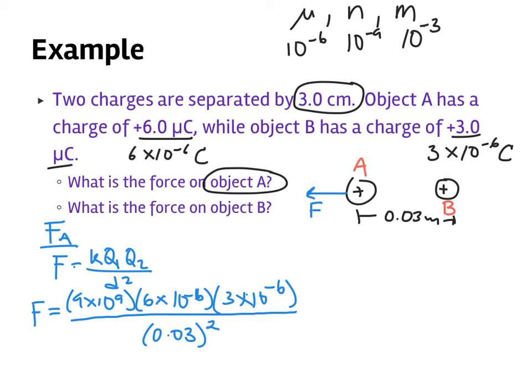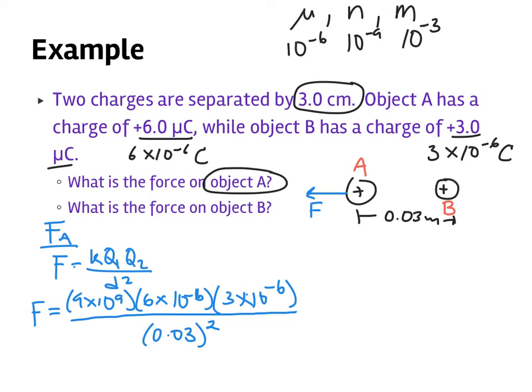Now, key thing is punching this into your calculator. You are dealing with scientific notation, so when you punch these things in, you got to make sure that you use the power of 10 correctly. One thing to make sure to do is use parentheses, okay? And then pay attention to the square at the bottom. You're not just dividing by 0.03, but you're dividing by 0.03 squared.